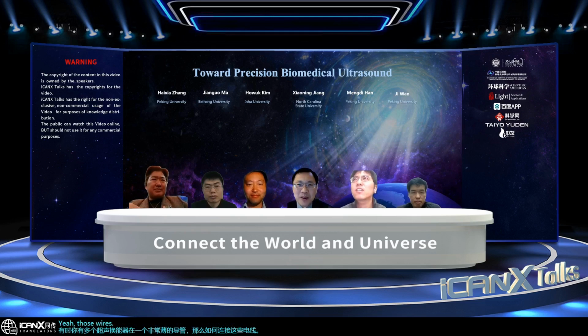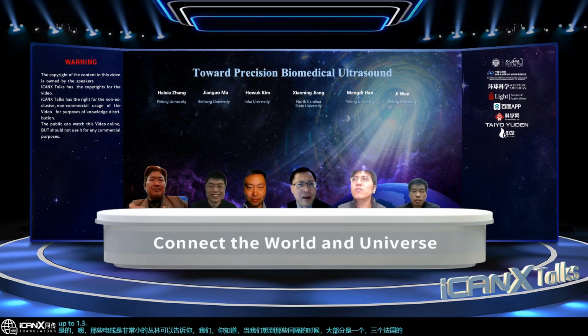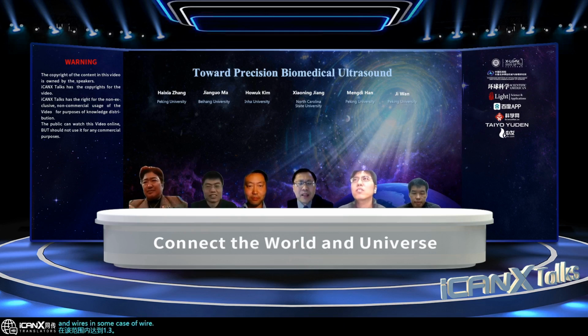Yeah, those wires are very small. Jiang can tell you, when we think about those intravascular ultrasound catheters, mostly they are 3 French, 1 millimeter up to 1.3 millimeter around that range. And the wires, in some cases, if it's one element, the challenging part is because you need to rotate, right?